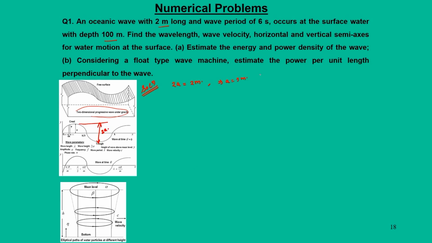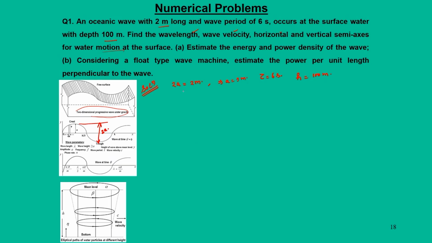What other things are given? Tau is given as 6 seconds, and the depth of water h is given as 100 meters. We need to calculate other features like wavelength, wave velocity, and the horizontal and vertical axes of water motion. So this is wave motion, and this is water motion.